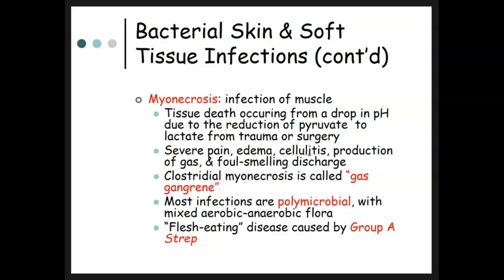And if it's from a Clostridium infection, it's called gas gangrene. The most infamous type of myonecrosis is gas gangrene, which is caused by Clostridium perfringens. And most of these infections are also polymicrobial, which means that there's more than one bacteria causing the infection, and it's usually a mixture of aerobic and anaerobic.